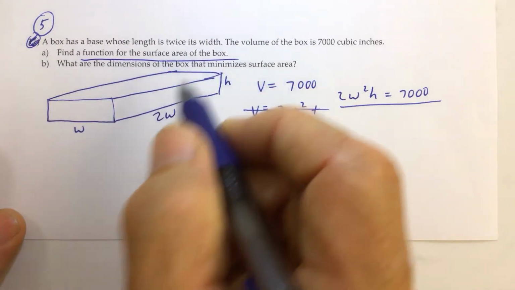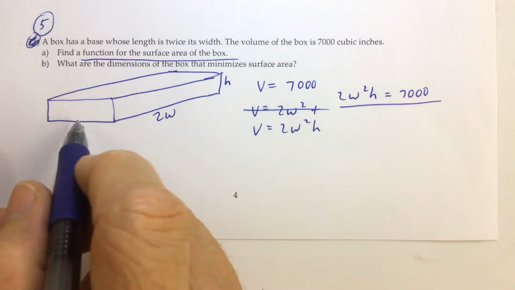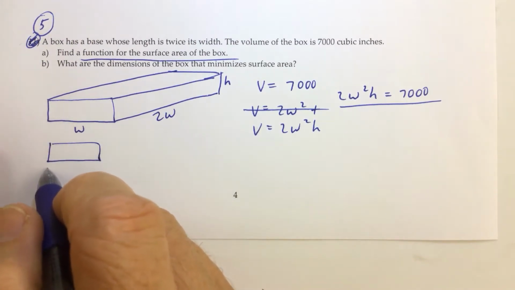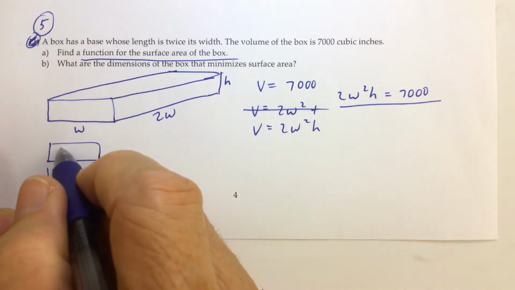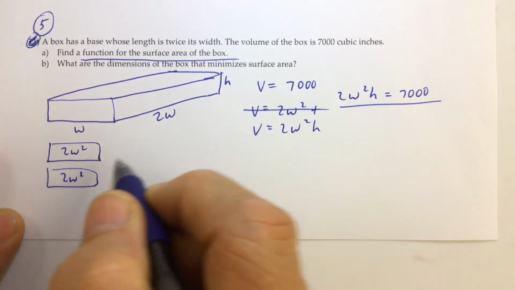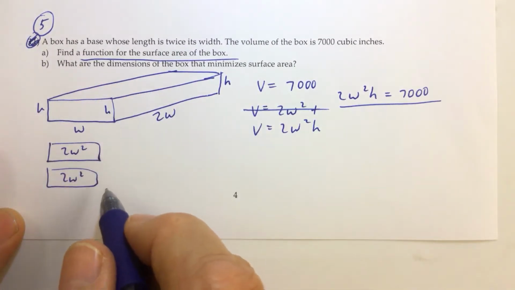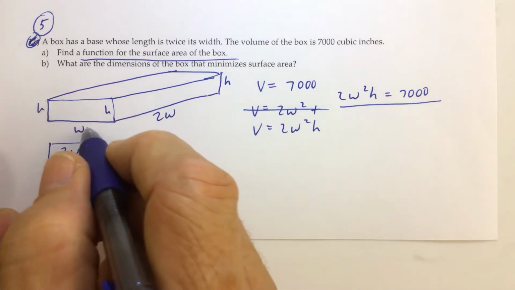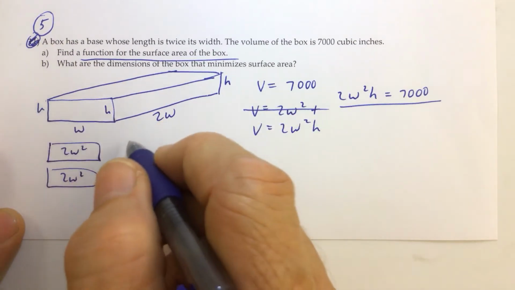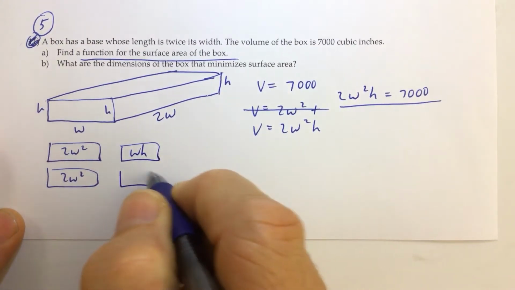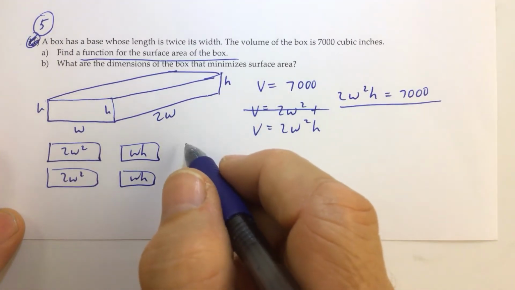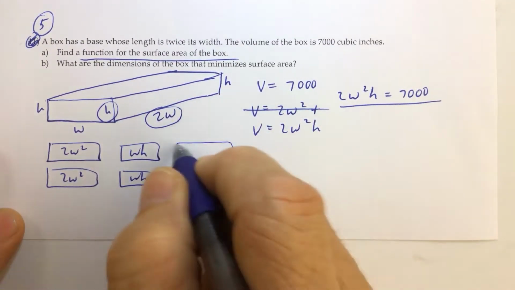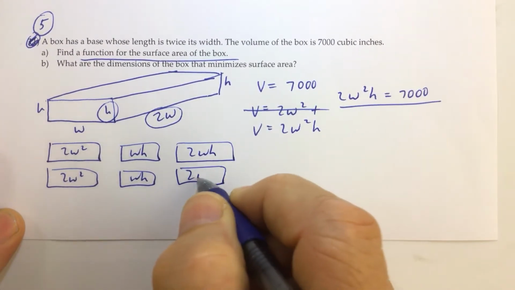And a function for the surface area of the box. Well, we know we have 6 surfaces. We have a top and a bottom. So top and bottom would be w times 2w, so 2w squared for each of those. And then we have 4 other surfaces, and those are the sides. We have 2 sides that are like the front and back, wh. So we have a wh there and a wh there. And then we have 2 sides that are 2w times h. So the side and the side, left and right. So we have 2wh and 2wh.